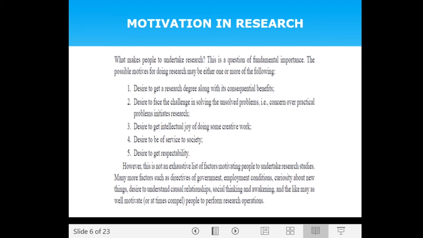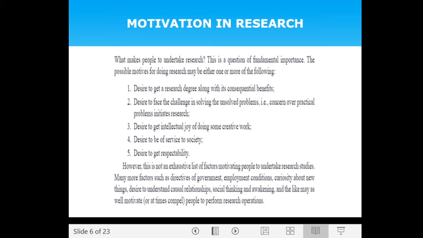I want to find out the reason, so I will do research. For that, I will enroll for a PhD or higher research. So this is good. Next, desire to get intellectual joy of doing some creative work. Certain people are interested in learning new things. They have the curiosity to find answers to new things. Those people get intellectual joy when they find out something new. When they learn something new, they will be happier. For that kind of intellectual joy, some people will do research.